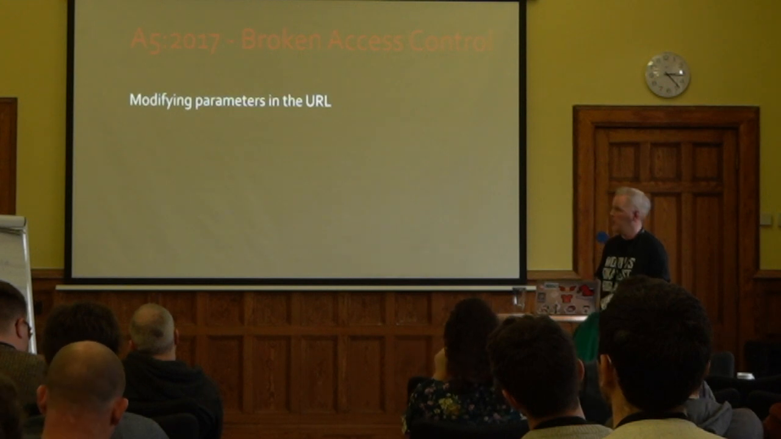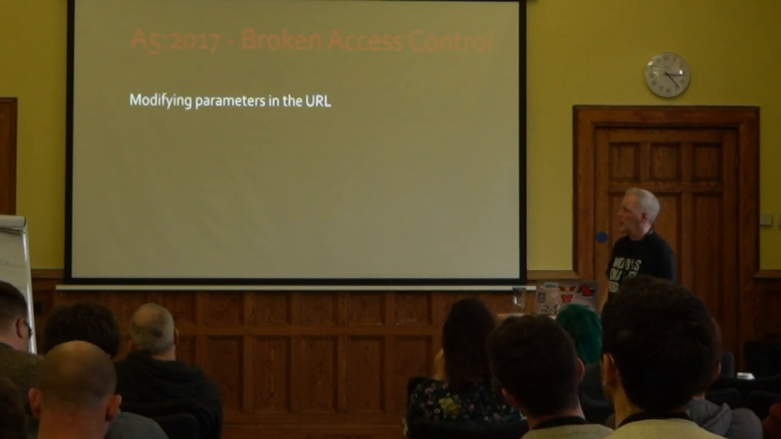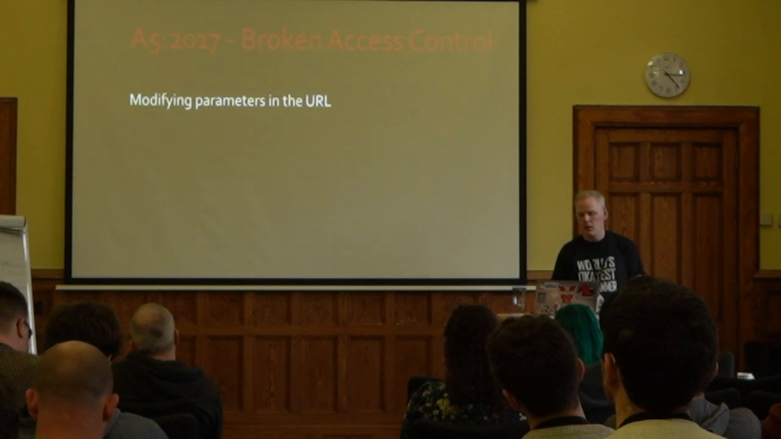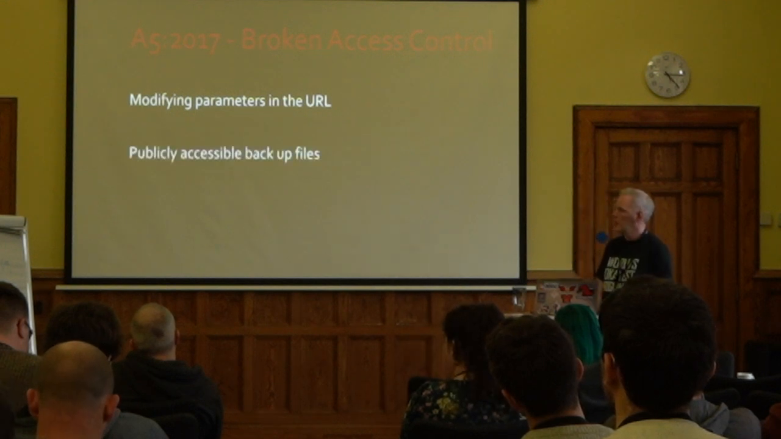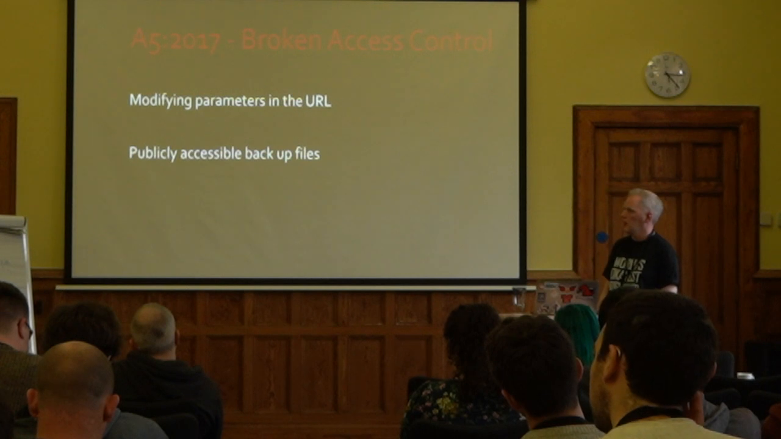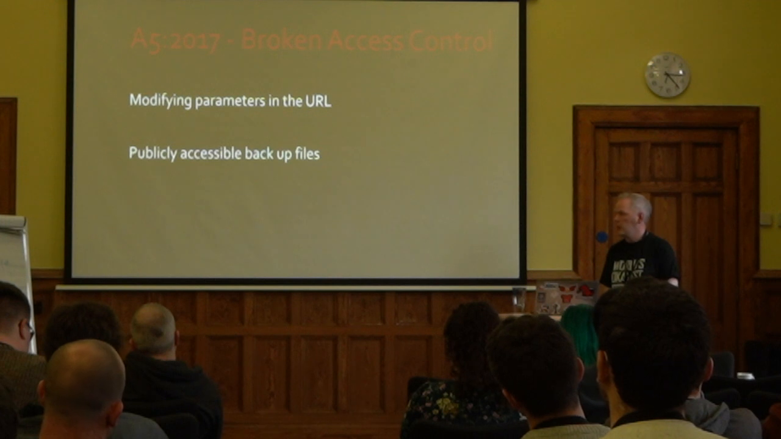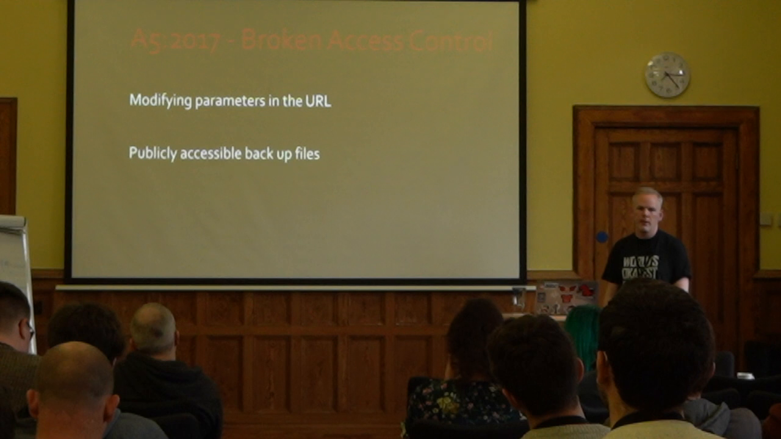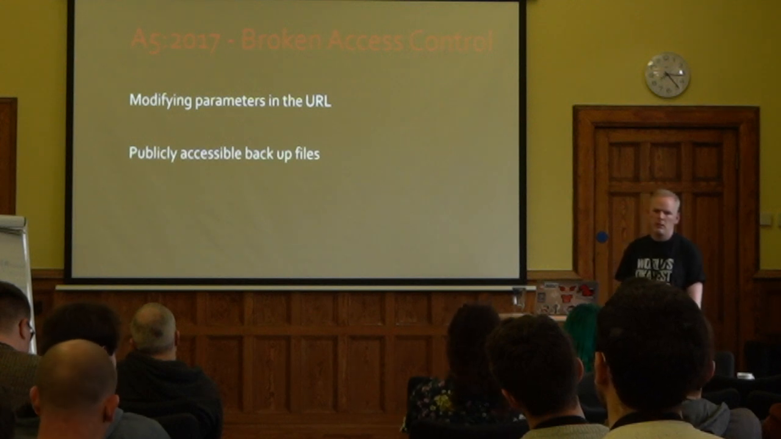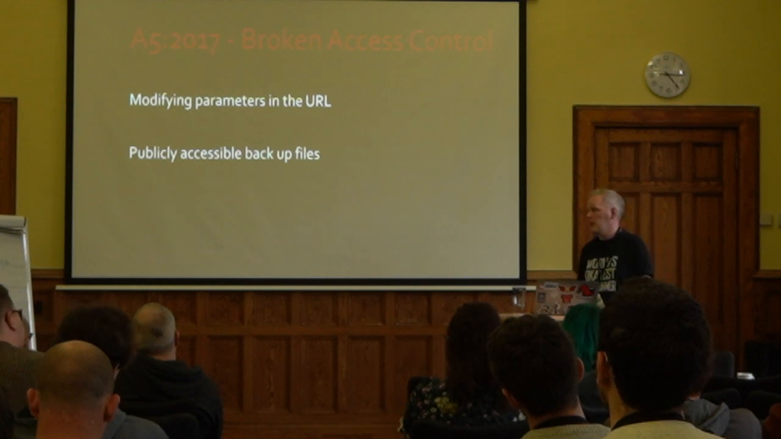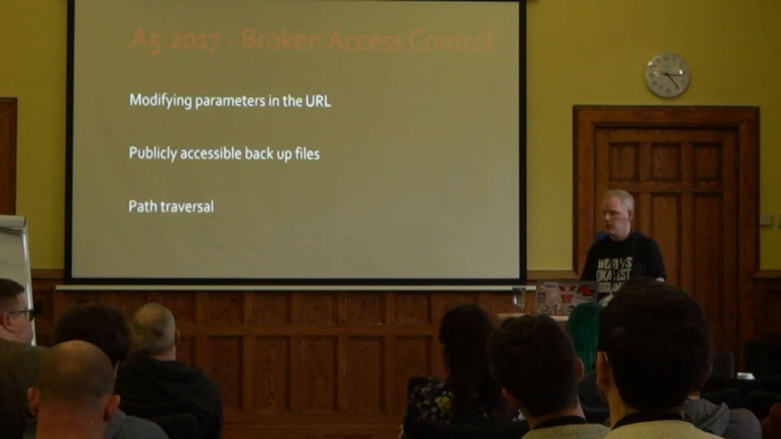Examples of this can be something as simple as modifying parameters in the URL. If you have an ID in the URL, is it a sequential ID? Is there anything to stop me from going and changing a 1 to a 2 to see what I can get? Then probably accessible backup files. Hopefully this is a thing of the past, but it's probably not. If you go onto a production website and you take a copy of the config file, do you name it config.back? Well, if you do, that's now accessible via the internet, which we'll see in a few minutes. And path traversal.